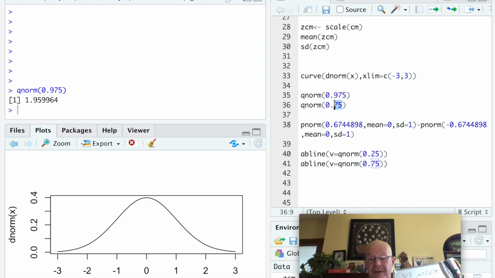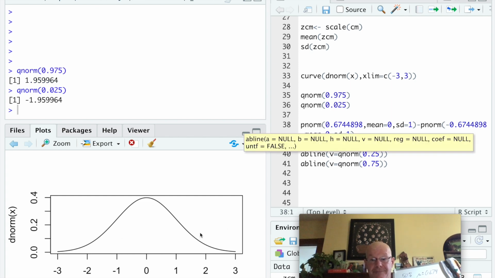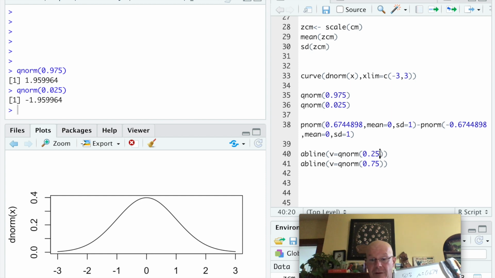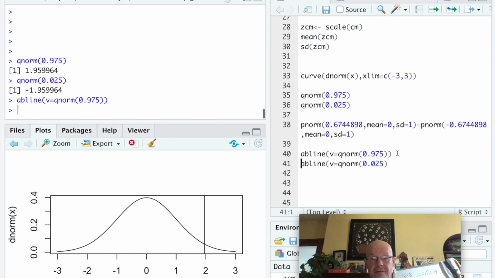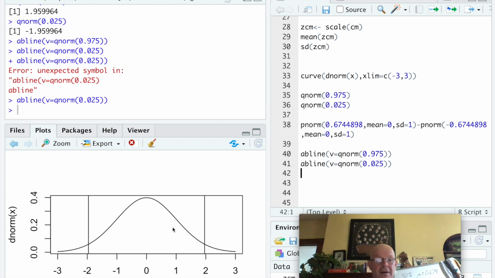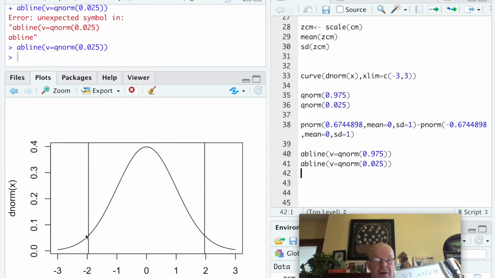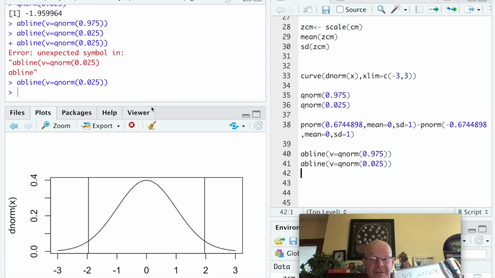And then likewise, I could say 0.025, and that's on the other side. And so again, we could go ahead and draw our lines at 0.975 and 0.025. There. And so this is the 95% interval where we expect the majority of our data to fall. This is different from the 95% confidence interval. Do not confuse this with the 95% confidence interval. This is 95% of our data.